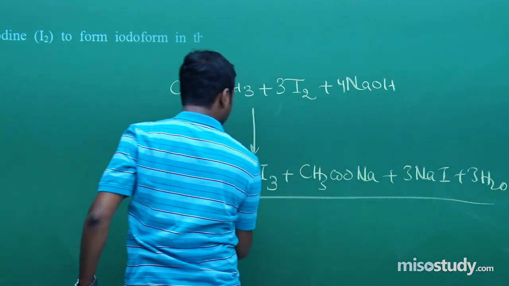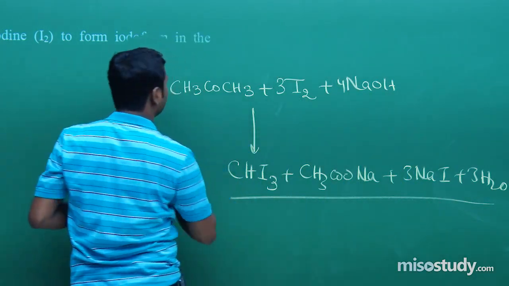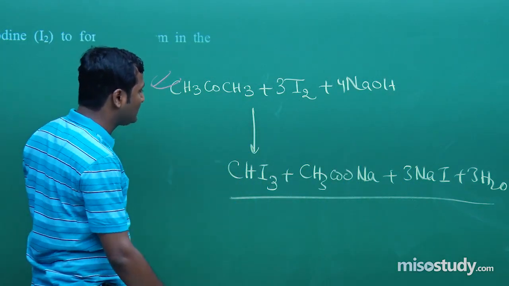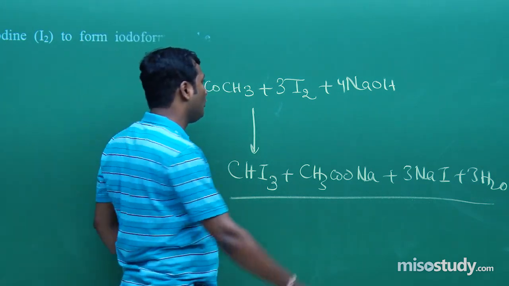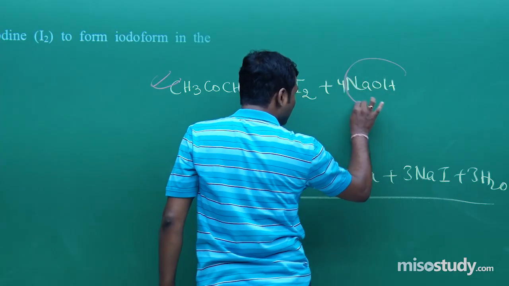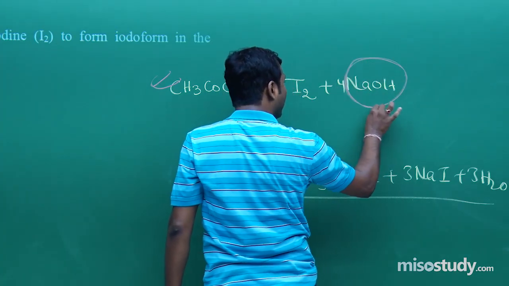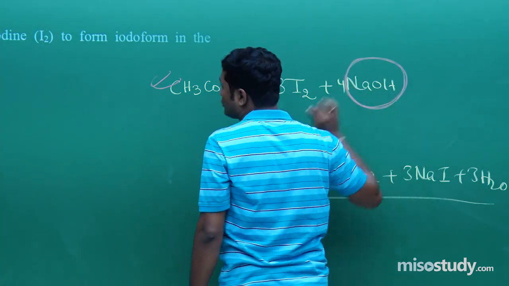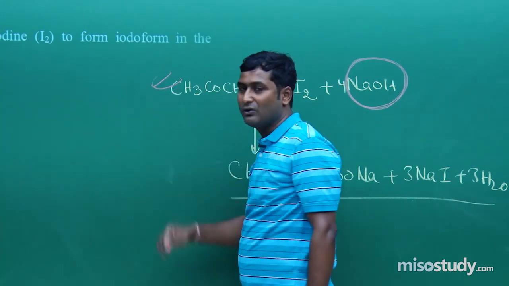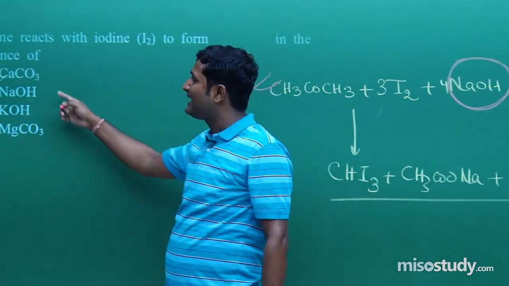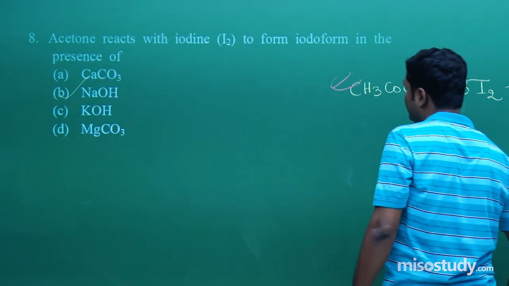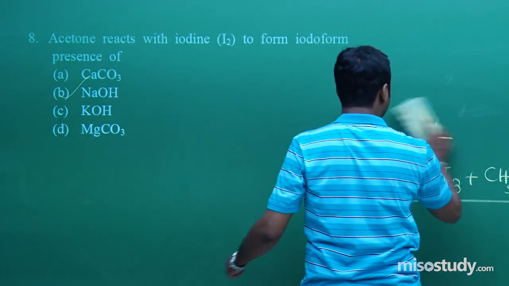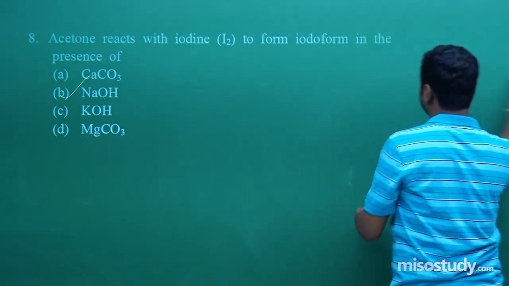If there is any mistake in the balancing, you can correct it. This is a simple thing. Let's check again: CHI3, CH3COONa, 3NaI plus 3H2O. So what is the answer? We just need this one, NaOH. So for this question, it's very simple. NaOH is the correct option. Now friend, I'm going to rub this part and we'll discuss the next question.